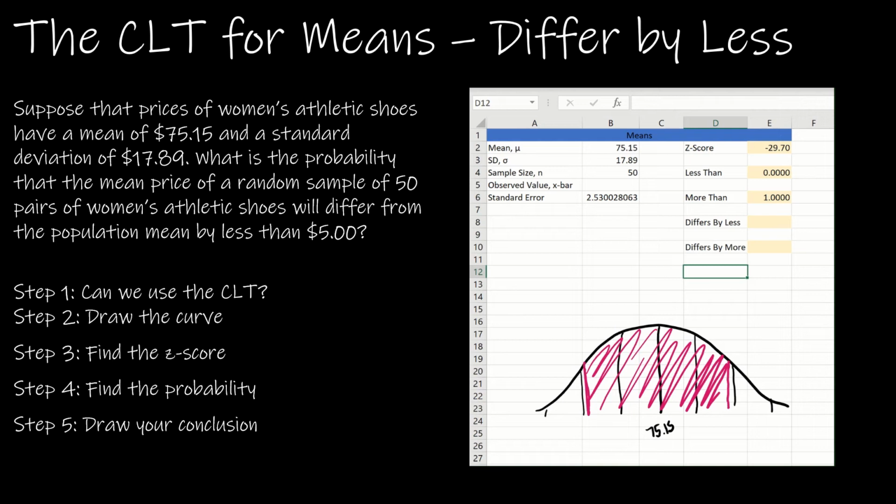What I'm going to do is think about the fact that if I'm looking at values that differ from the population mean by less than $5, then this raw score over here is $70.15, because that would be $5 less than, and this value over here would be $80.15.